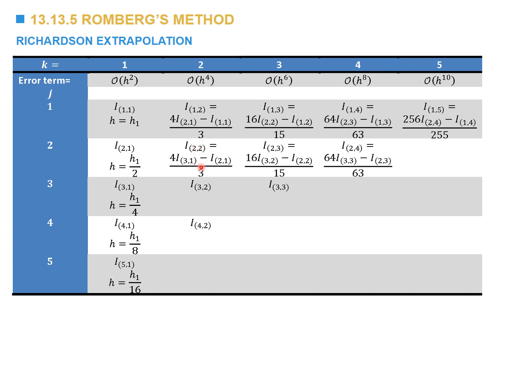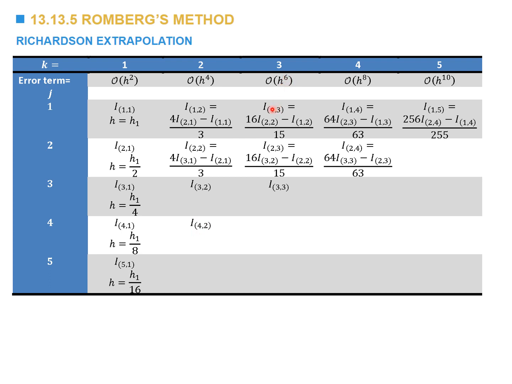In the next cell in the table, we have I22, where the first subscript refers to j, and the second subscript refers to k. So I22 can be obtained by multiplying this value by 4, subtracting this value, and dividing by 3, and so on. And so we can fill those cells in the table.